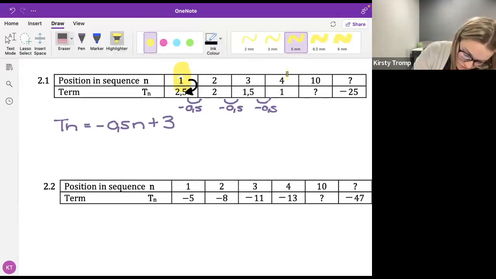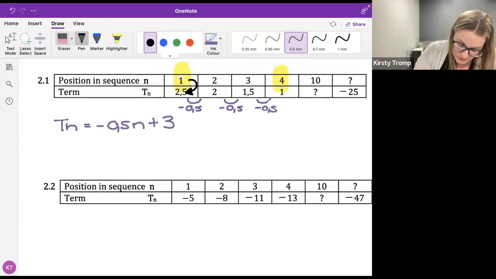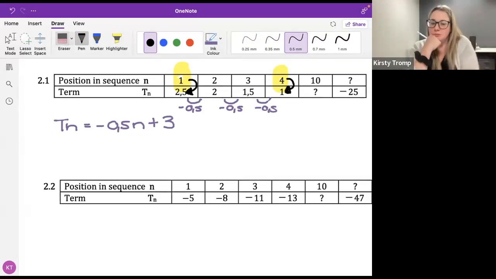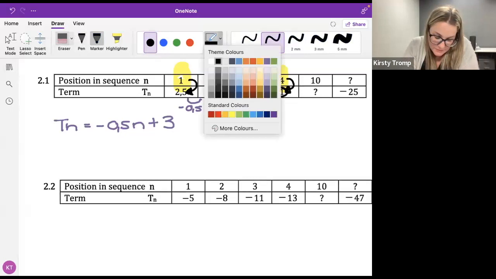Let's go say 4. Have you got a calculator on you? Yes, ma'am. On your calculator, go say 4 times -0.5. What does it give you? -2. -2, good. And -2 plus 3, what's -2 plus 3? 1. It gives you 1. Amazing. So does the rule work? Yes, ma'am. Awesome. So let's go fix this one over here.